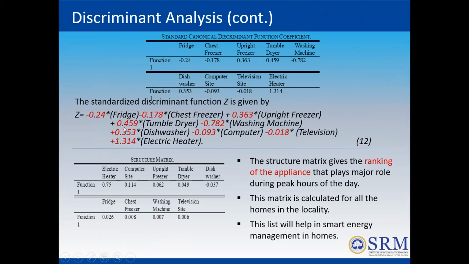So this is the model that will be sitting inside the fog, and then the forecasting model will keep identifying on a daily basis, for one particular season, which of the appliances are playing the dominant role during peak and non-peak.